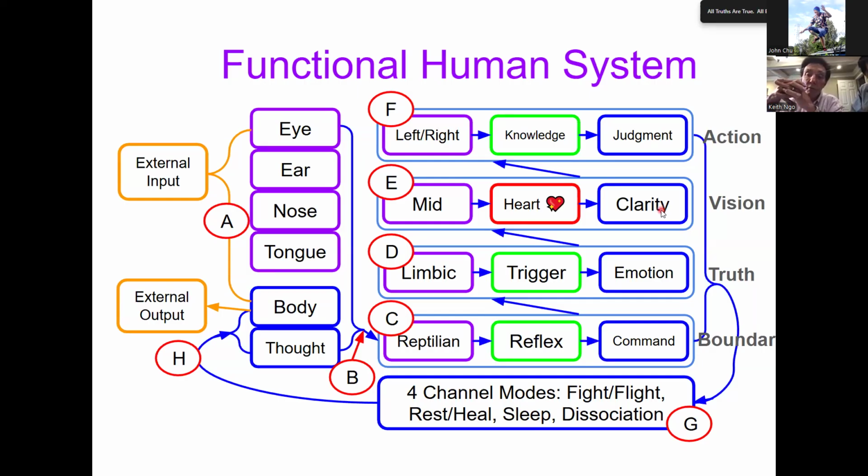All right. So the functional human system is a map of, in my opinion, everything we do. And so far, it has been universal to me. It started out with basically our five senses: our eyes, ears, nose, tongue, and body. The external stimulus, external inputs, come in through these five senses, and then it actually gets combined with our thoughts. I'll expand this further.